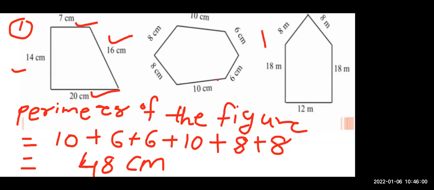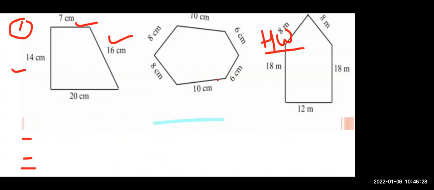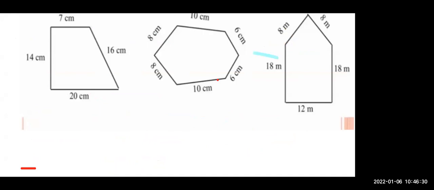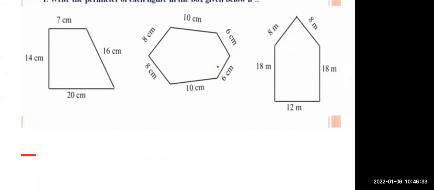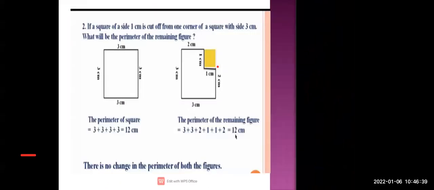Now this third question is the homework. You people will do it after this lecture. Clear? It is in your textbook page number 68, and the third question is homework. Clear everyone? So we will move for the next one. It's very easy how to find out the perimeter of a particular figure. Okay.